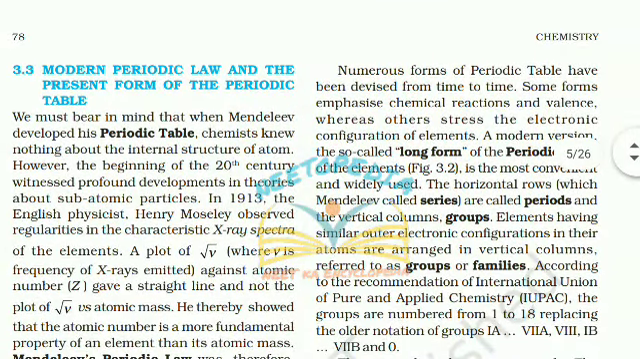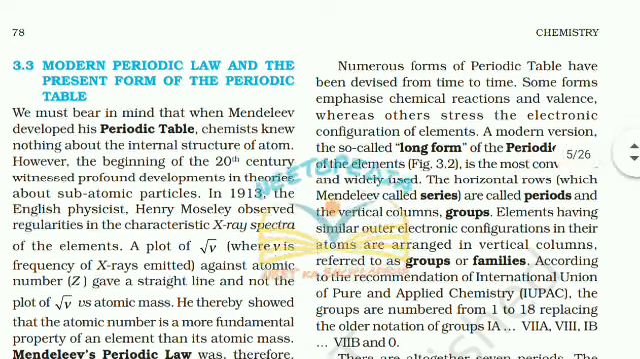3.3 Modern periodic law and the present form of periodic table. We must bear in mind that Mendeleev developed his periodic table when chemists knew nothing about the internal structure of the atom. However, the beginning of the 20th century witnessed profound developments in theories about subatomic particles.